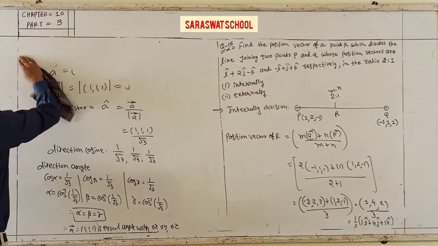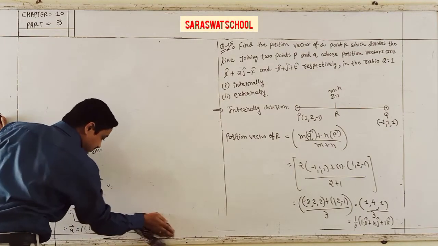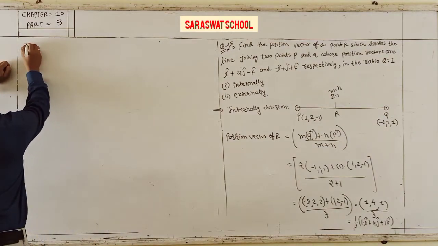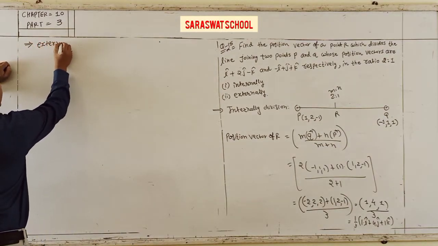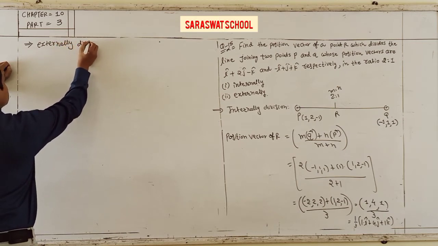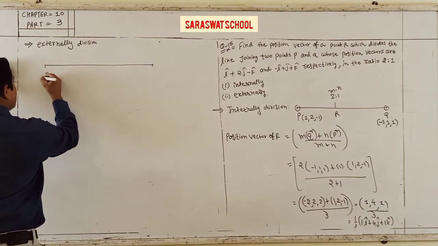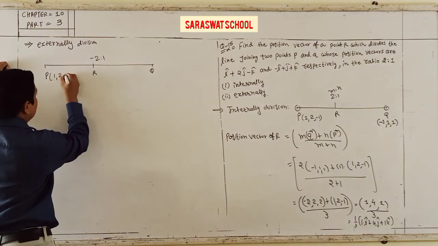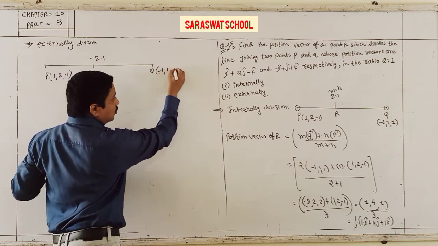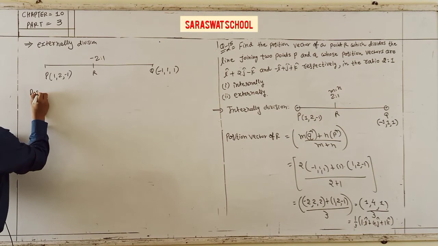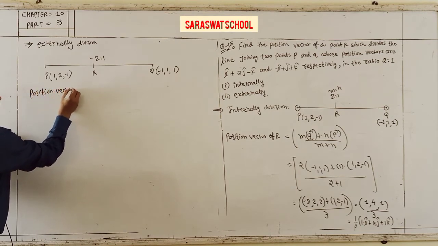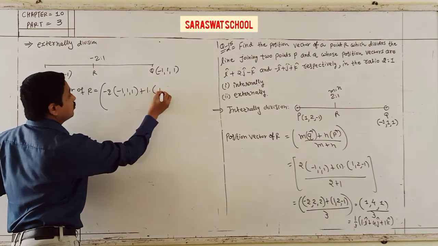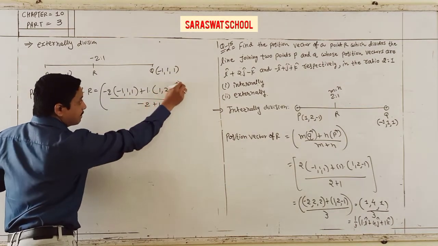Now I am going to the external division. Similarly, our second case is exterior, the external division. Taking the same points P and Q, but this time the ratio, students, I will take as minus 2 to 1. P is 1 2 minus 1 and Q is minus 1 1 1. For the position vector of R, the same property applies: minus 2 with the Q point, 1 with the 1 2 minus 1, by minus 2 plus 1.